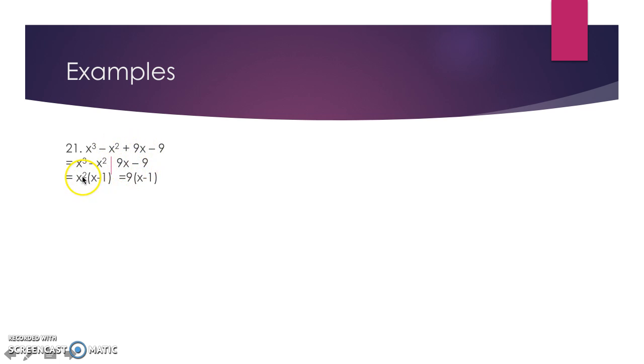So I take x cubed minus x squared, divide that by x squared, and I am left with x minus 1. And then I factor out a 9 in the other grouping, and when I factor out a 9, I get x minus 1 as well. I group those together, so x squared and 9 equals x squared plus 9 times x minus 1.